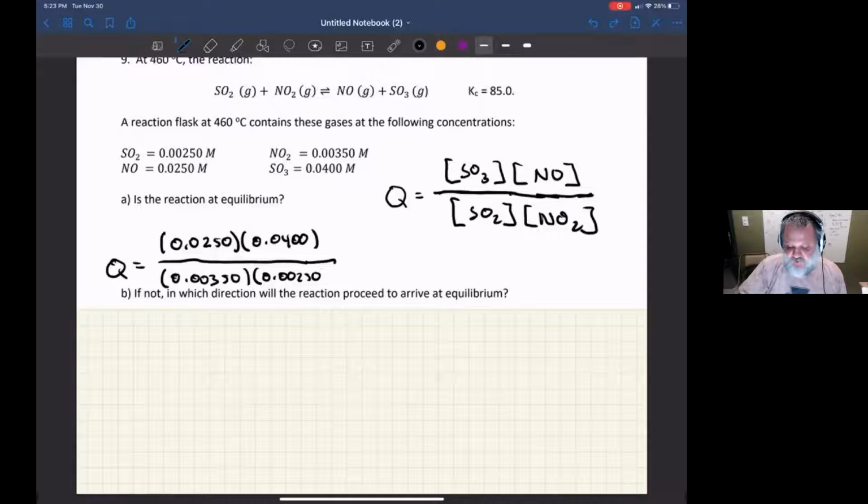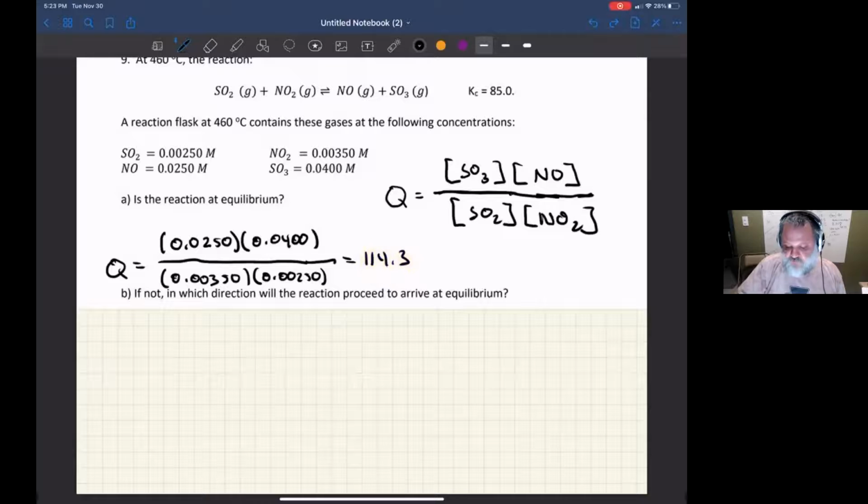So I'm going to stick in the concentration values that I get. I got 0.0250 for SO3, 0.040 for NO, 0.00350 for SO2, and 0.00250 for NO2. I'm going to run that through my calculator and write down the number. I get 114.3. Okay, so is the reaction at equilibrium?